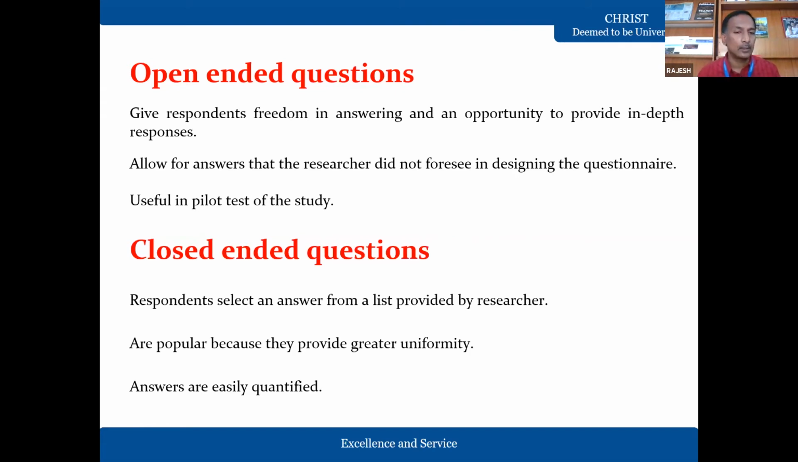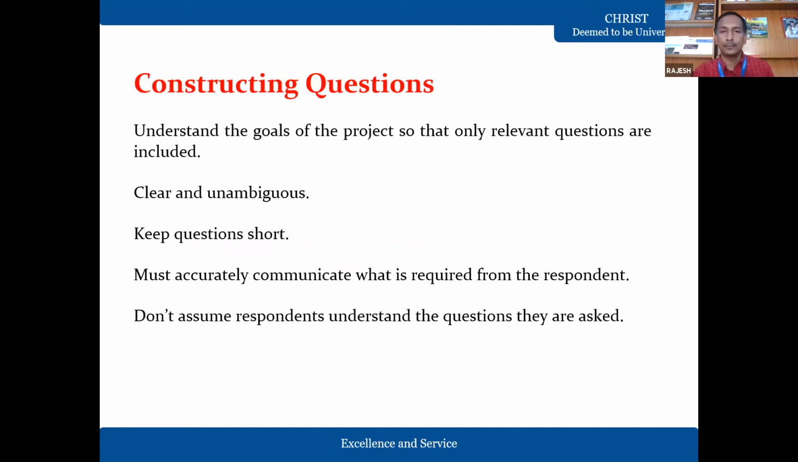In closed-ended questions, respondents select an answer from a list provided, so they cannot go beyond that. They are popular because they provide a lot of uniformity: you have to choose either A, B, C, or D, and it's easy for me to quantify, with A equal to 1, B equal to 2, C equal to 3, and D equal to 4. That's why answers can be easily quantified. Else it becomes very difficult. For example, if I have an open-ended question in a survey and the response is a paragraph, it's quite difficult for me to quantify that. So it's always advisable to have closed-ended questions in the final survey.